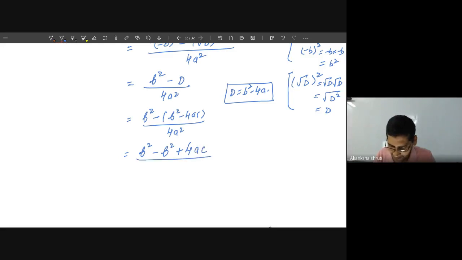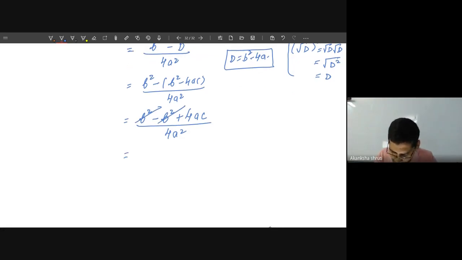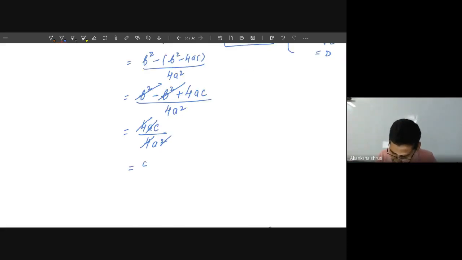4AC by 4A square. Now student, B square is getting cancelled. What is left in the numerator is 4AC, and what is in the denominator is 4A square. 4 is the number that will get cancelled from numerator and denominator. Also, A square means in the denominator it is A into A, and in the numerator one of the A is also there. So one of the A in the denominator will get cancelled. So what is left in the numerator is C, and what is left in the denominator is A.